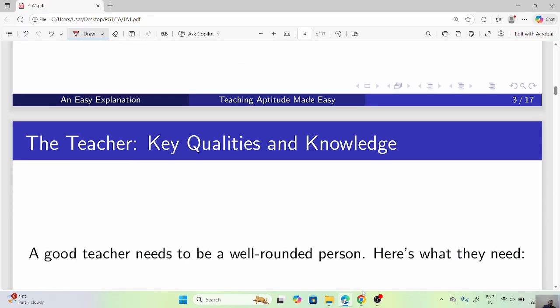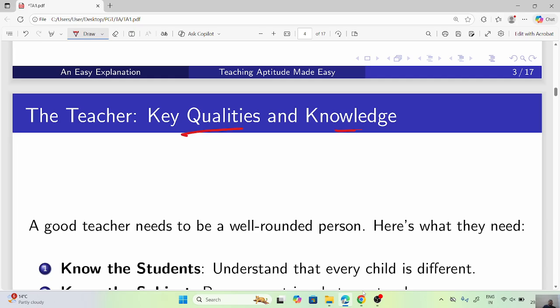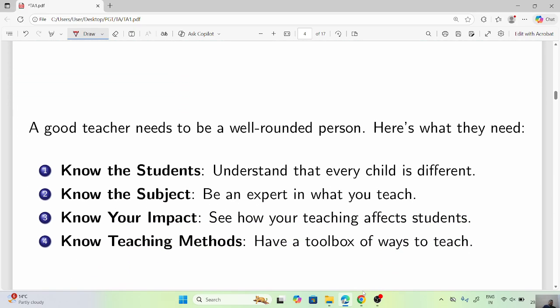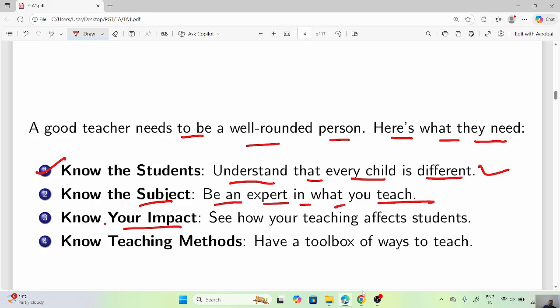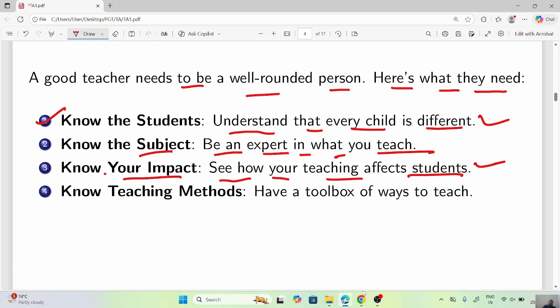First of all, the teacher's key qualities and knowledge. Okay, a good teacher needs to be a well-rounded person. Here is what they need: know the students, means understand that every child is different. Know the subject, it means be an expert in what you teach. Know your impact, means see how your teaching affects students. And finally, know teaching methods, a toolbox of ways to teach.